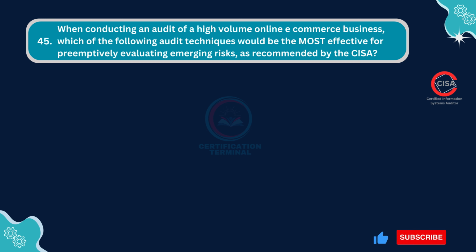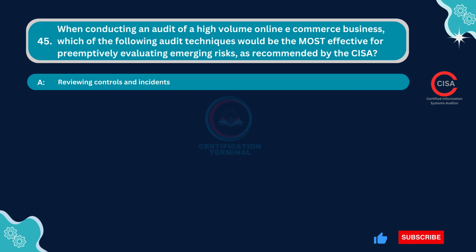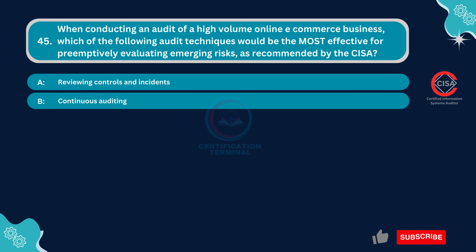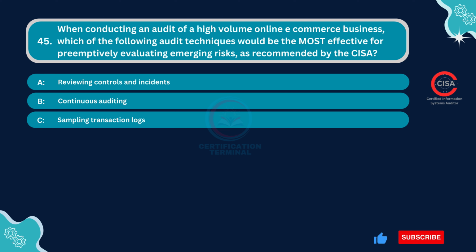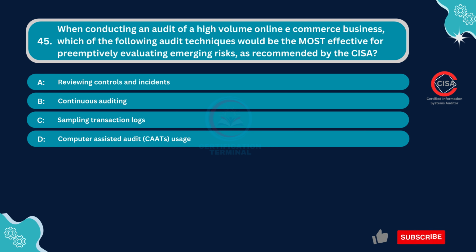Question number 45. When conducting an audit of a high-volume online e-commerce business, which of the following audit techniques would be the most effective for preemptively evaluating emerging risks, as recommended by the CISA? Option A, reviewing controls and incidents. Option B, continuous auditing. Option C, sampling transaction logs. Option D, computer-assisted audit usage.